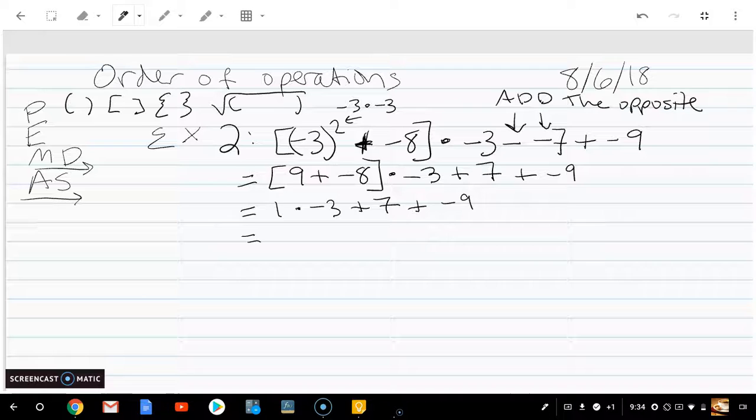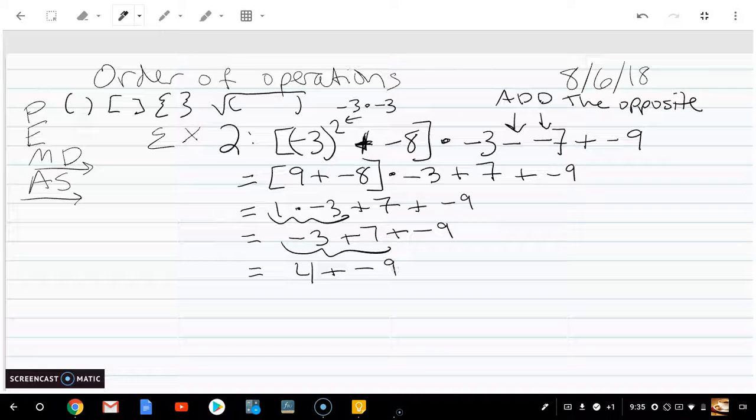Now I have multiplication and addition, so I'm going to do multiplication first. 1 times negative 3 is negative 3 plus 7 plus negative 9. And now we're just going to do our addition, but these are negatives. So remember, negative 3 plus 7, they're different signs, so we subtract. So we get a positive 4 plus negative 9. And last but not least, 4 plus negative 9, different signs, subtract. So 9 minus 4 is 5. There's more negatives though, so my answer is negative 5.